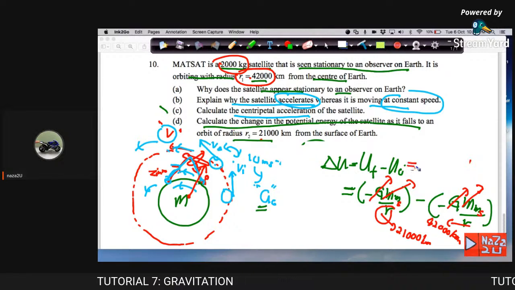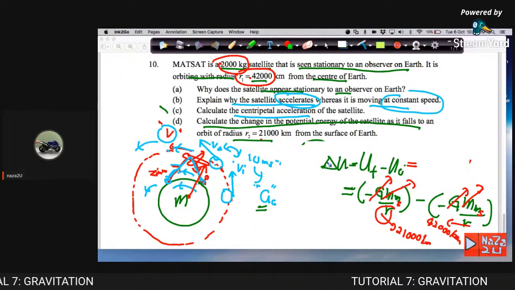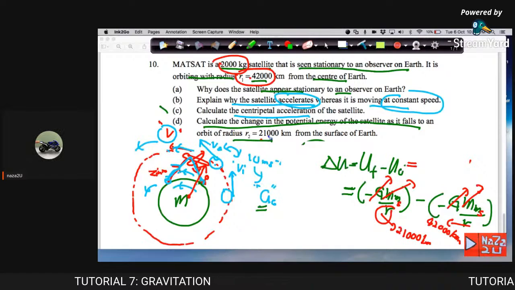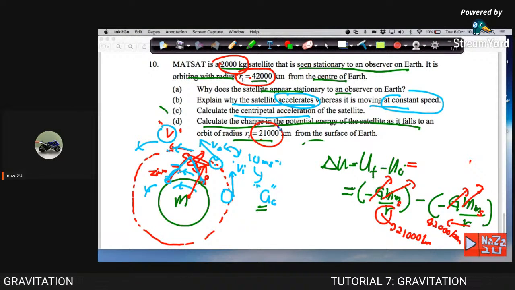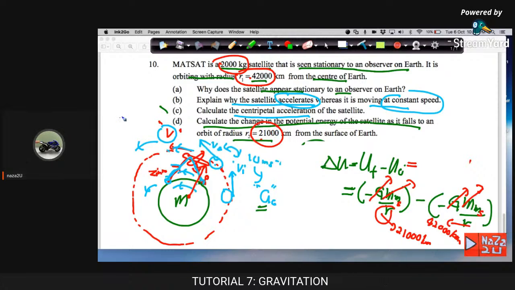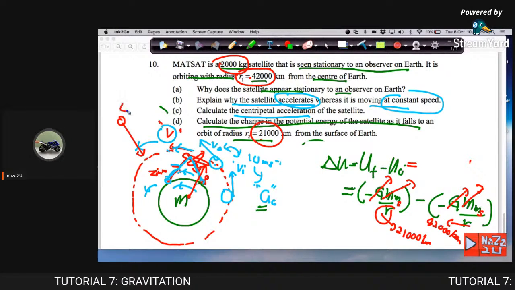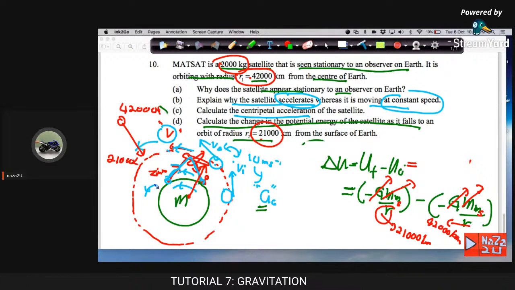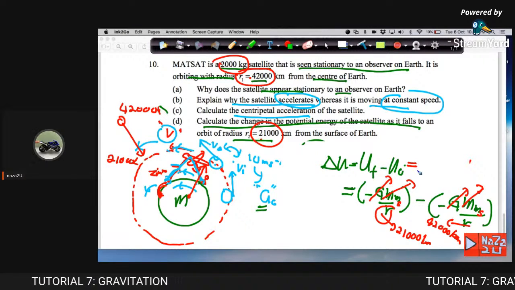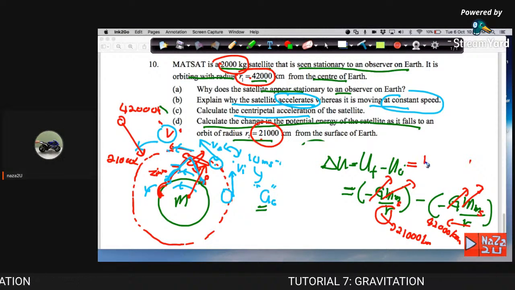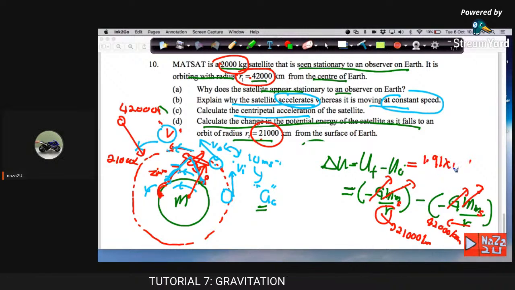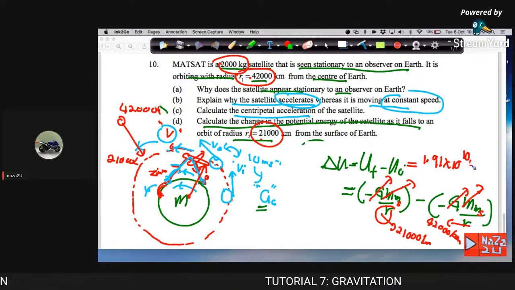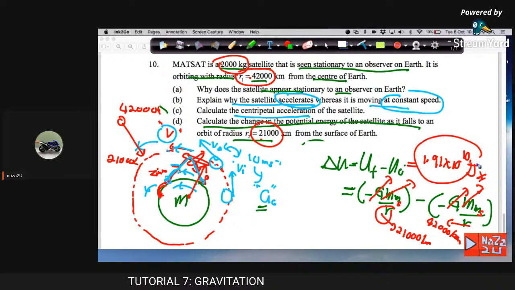So you can find the final answer for the change in the potential energy of the satellite from the initial to the final radius, 21,000. Maksud daripada tinggi dia turun ke bawah. Daripada 42,000 dia pergi kepada 21,000 km from the earth. So you can find the final answer here is equal to 1.91 exponent, this is 10 joule. So this is the final answer.